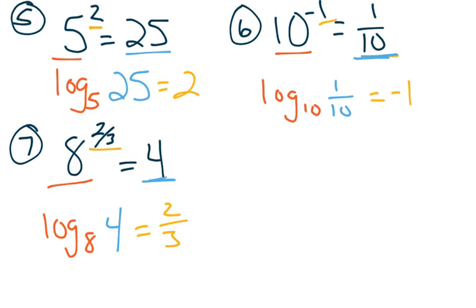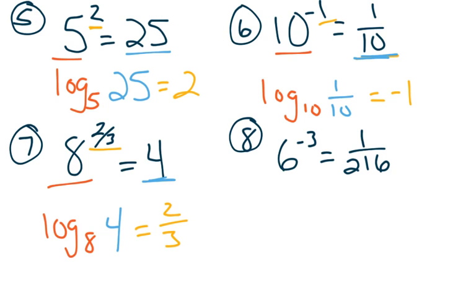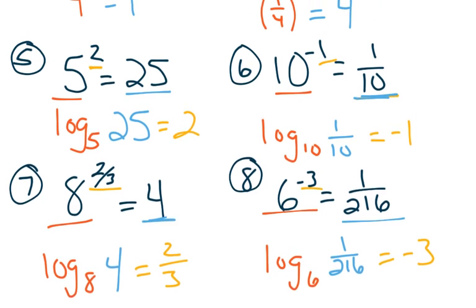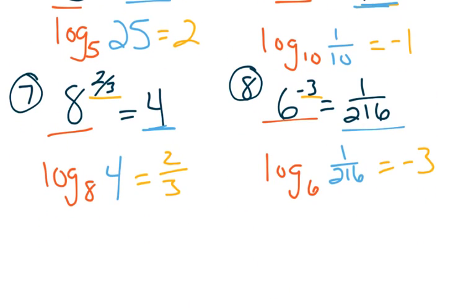Whoops, that's not number 2. This should be number 8. Let's try one more here. 6 to the negative third power is equal to 1 over 216. Again, start with your base. So we get the log base 6 of your answer, 1 over 216, and that is equal to your exponent of -3. Hopefully you're starting to make the connection between exponential and logarithmic form.